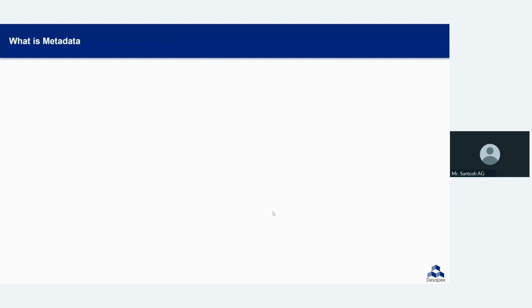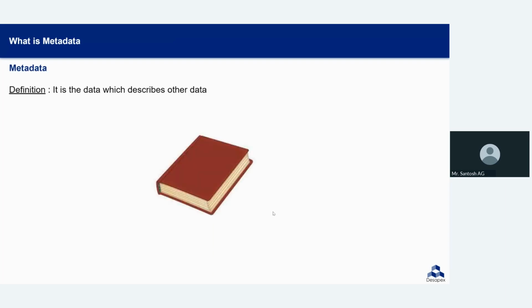Now let's understand what is metadata. The concept of metadata is a simple one and is an important one for BIM and information management. Metadata is the data which describes other data. What does that mean? Well, think of something like a book. A book contains the data, hopefully quite interesting data. Otherwise, it's not a very good book.